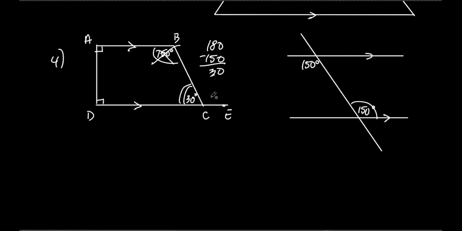Could I find this angle right here? Sure, because it's a straight line, forms a straight line. This is 30, then this is what? It's also 150. So I could find this 150 two different ways, couldn't I? What's the easiest way? It's just to recognize that they're what? Alternate interior angles. You don't have to do any work.